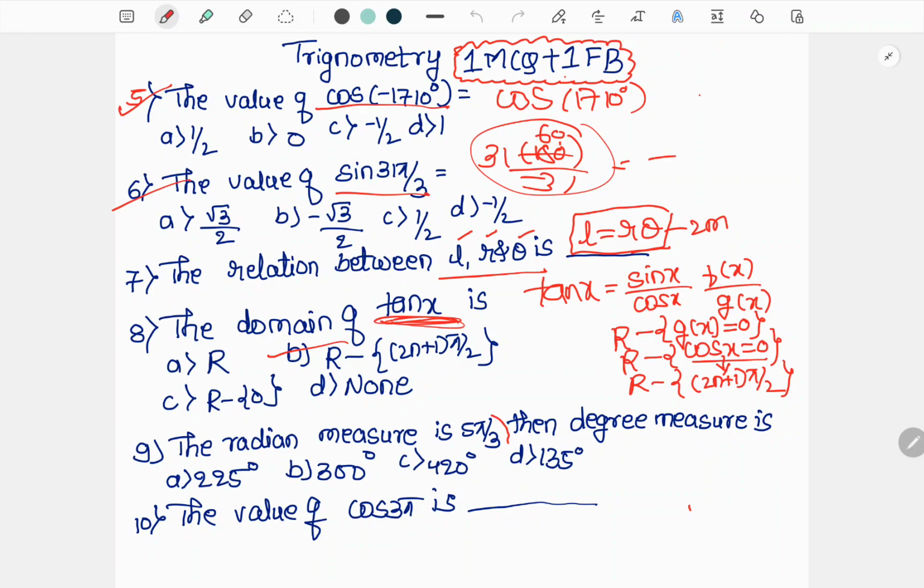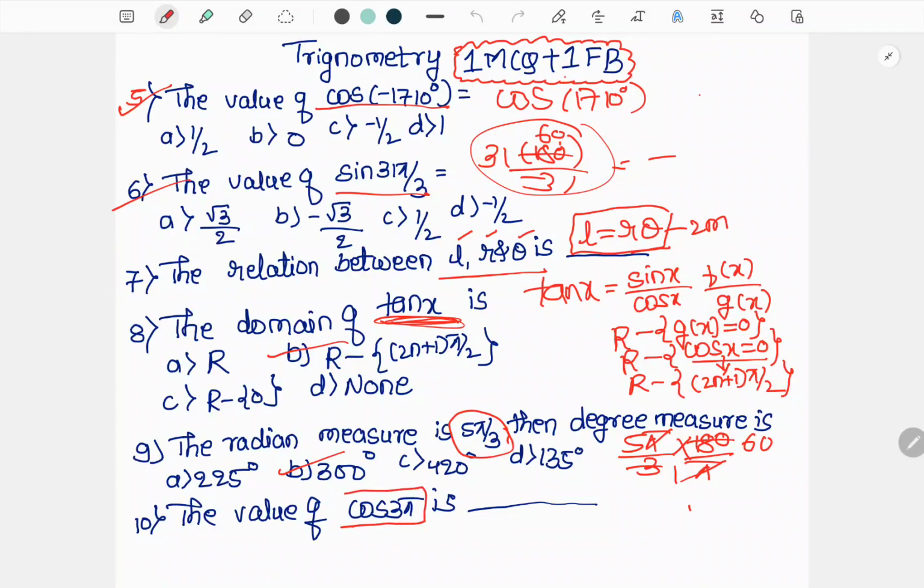See, here they have given radian measures. What is the degree measure they are asking? So 5 pi by 3 is there. In one question we converted degree to radian. Now radian to degree means 180 by pi, the opposite. Pi cancels, 3 ones are 3, 6 are 180. So 300 is the answer.